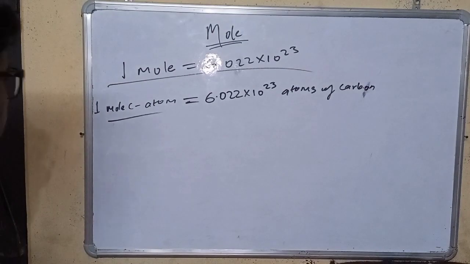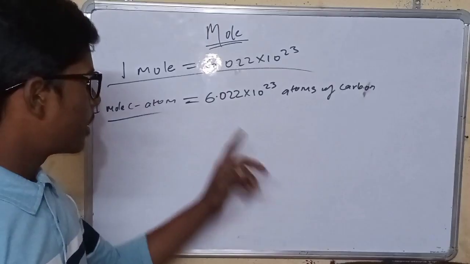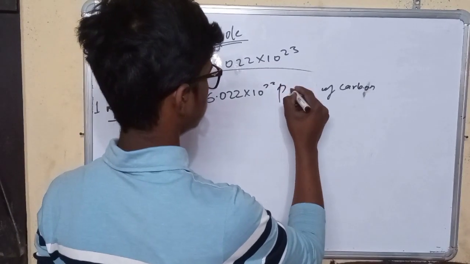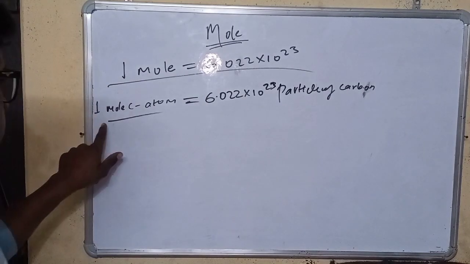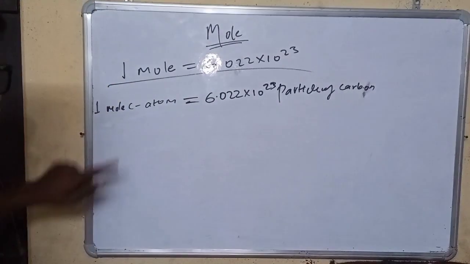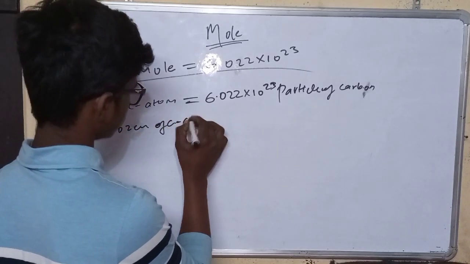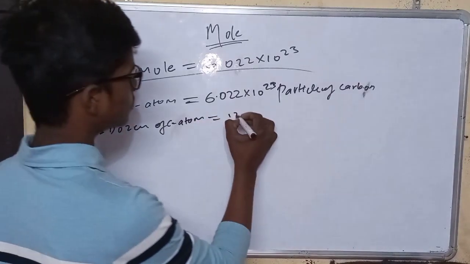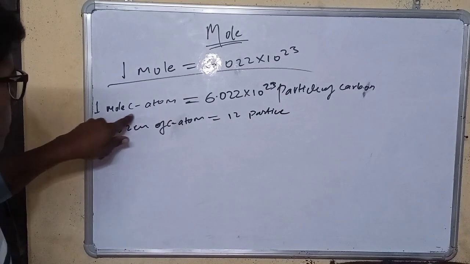This is what it means. If we say I have 1 mole of carbon atoms, it means we have this many atoms of carbon, this many particles. In 1 mole of carbon atoms, there are this many particles of carbon. Similarly, if we say 1 dozen of carbon atoms, it is equal to 12 particles.